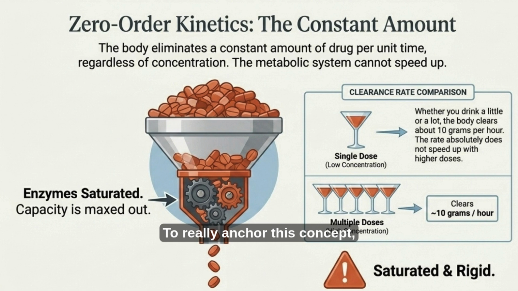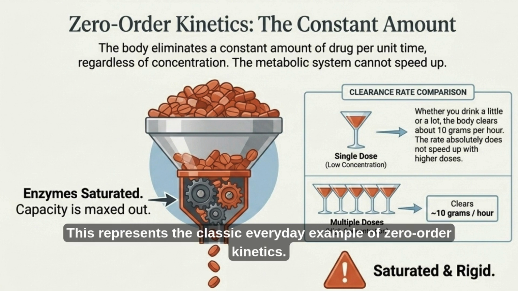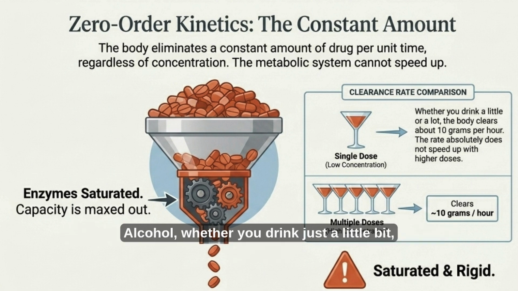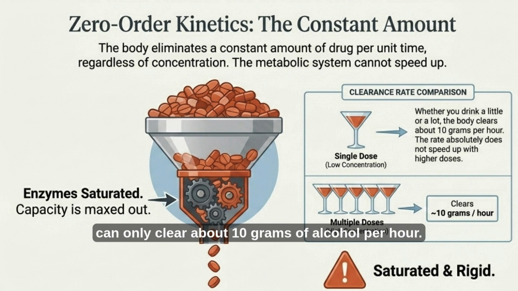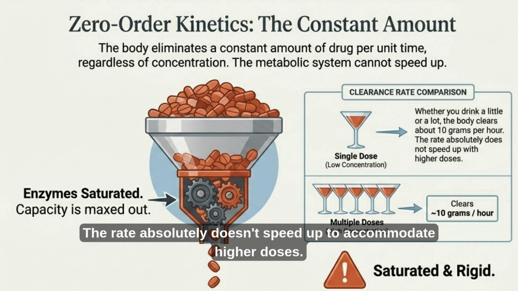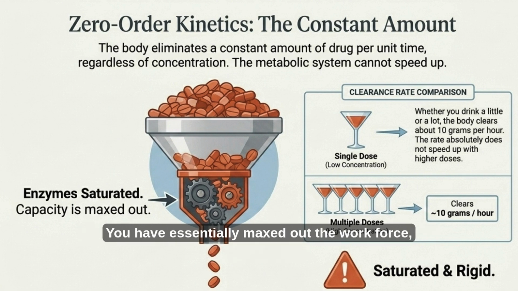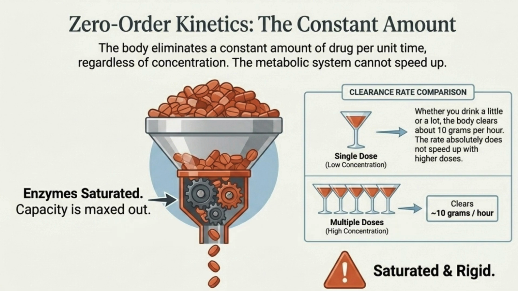To really anchor this concept, I want you to think about the number 10. This represents the classic everyday example of zero-order kinetics: alcohol. Whether you drink just a little bit or a whole lot, your saturated enzymes can only clear about 10 grams of alcohol per hour. The rate absolutely doesn't speed up to accommodate higher doses. You have essentially maxed out the workforce, and 10 grams an hour is all you get.